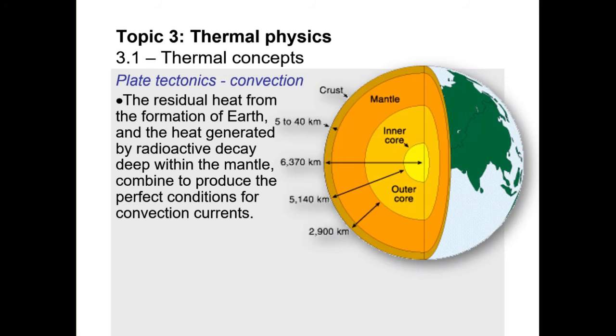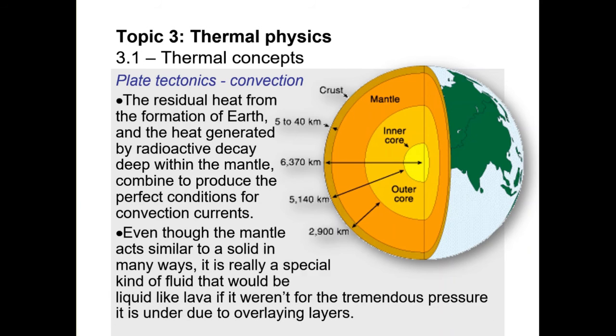Plate tectonics convection. This is probably the most interesting example. The residual heat from the formation of Earth and the heat generated by radioactive decay deep within the mantle combine to produce a perfect condition for convection currents. Even though the mantle acts similar to a solid in many ways, it's really a special kind of fluid that would be liquid like lava if it weren't for the tremendous pressure it is under due to overlying layers.